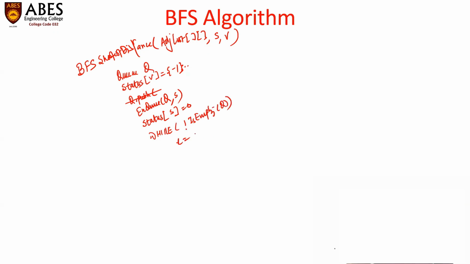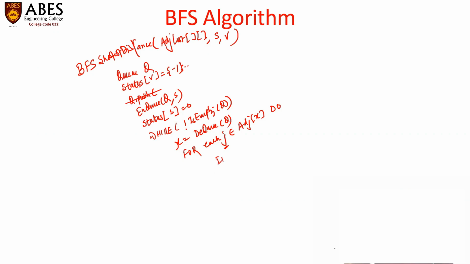We are going to delete a vertex from the Q. For this, we need to call the DQ function, which will delete a vertex. Let's say that vertex is X. And then we'll look for all the connections from this X. So for each J that is an element of the adjacency list of X, whatever values are there, we'll say that that is J.